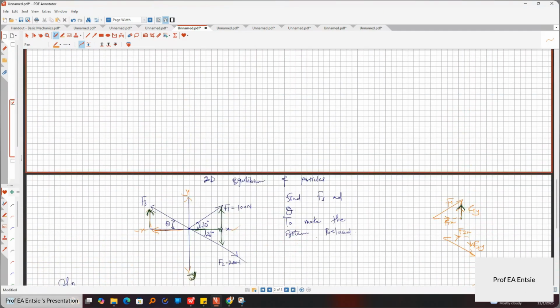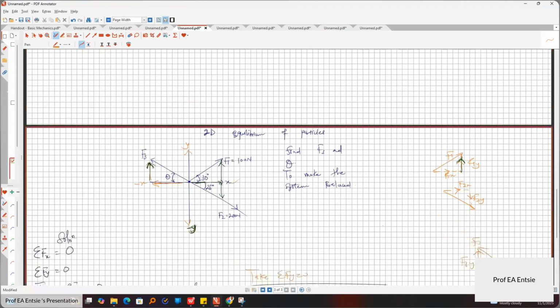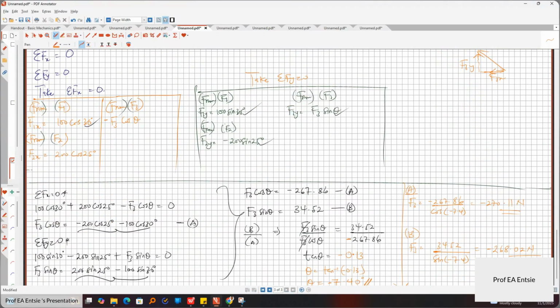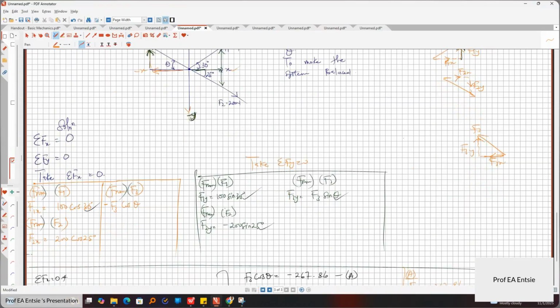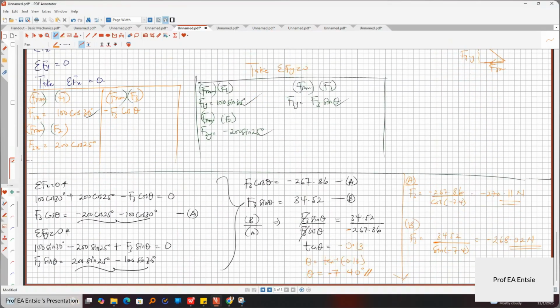So later, after you are done, you can draw what F3 will look like. F3, we had the negative value, and the angle too we had was negative. So that's the solution for that problem. As simple as that.